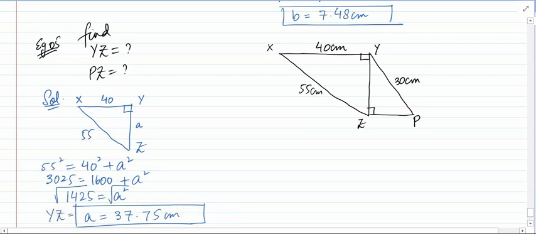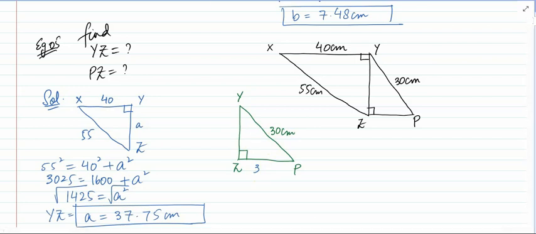Once you got the value of YZ, now you can find the value of PZ. For that purpose I need to plot the triangle YZP, right? And that length is 30 centimeters, is given, and we have found out that this length is 37.75. I have written a wrong length here. It's not 30, it's basically 40, this length, right? So this one is 40.